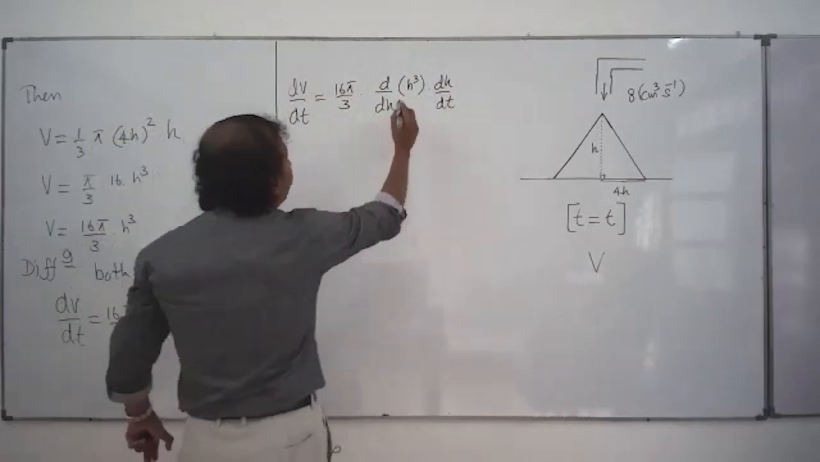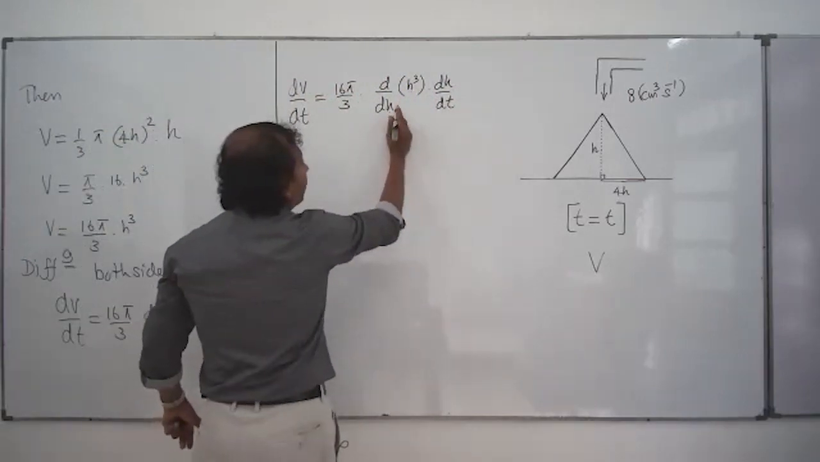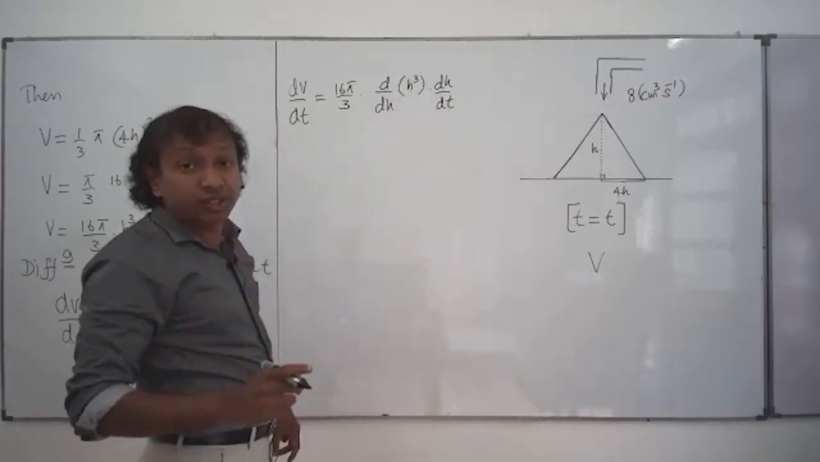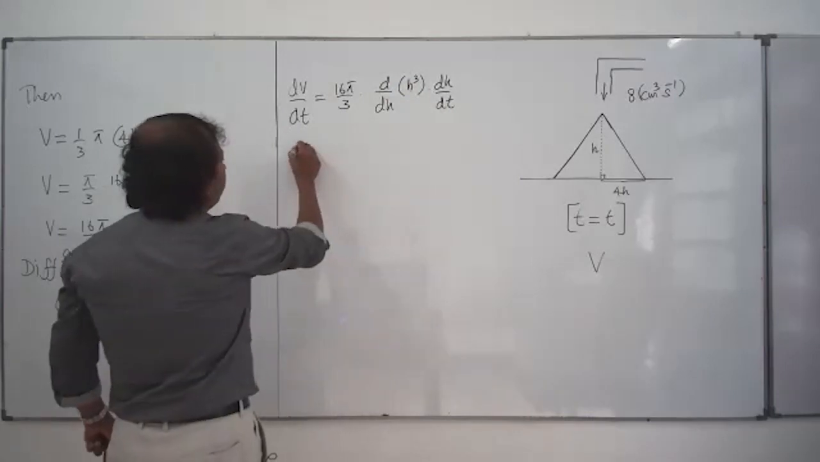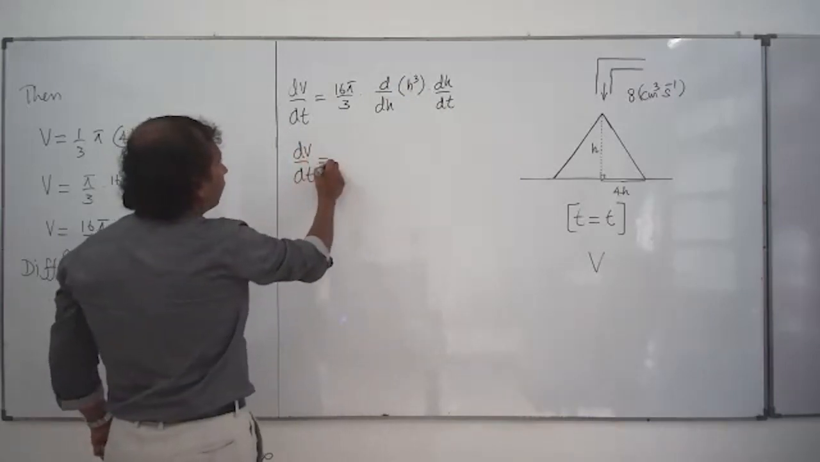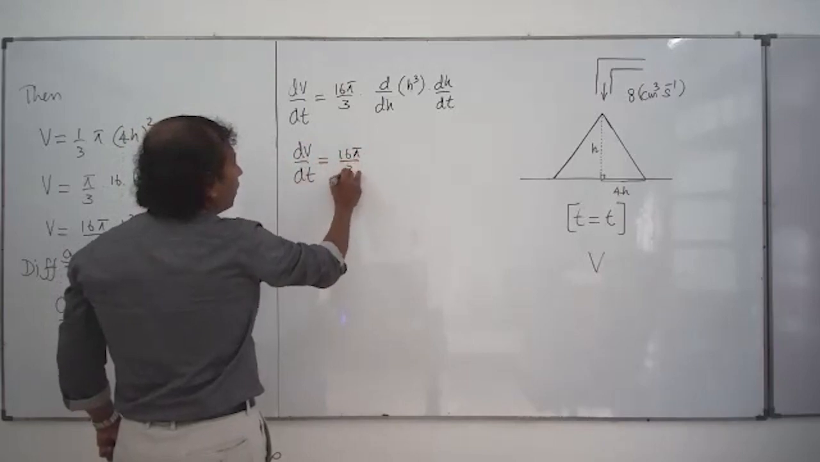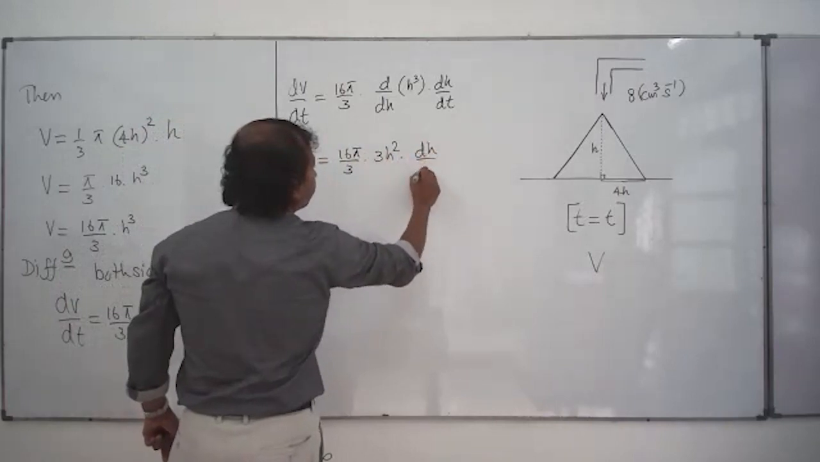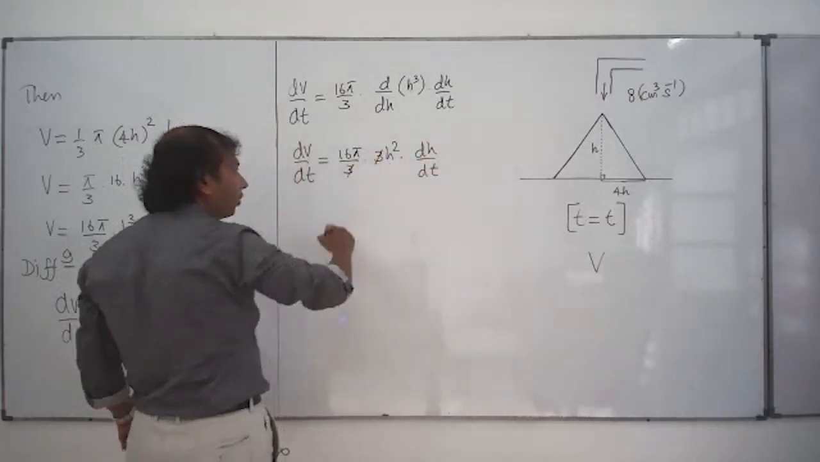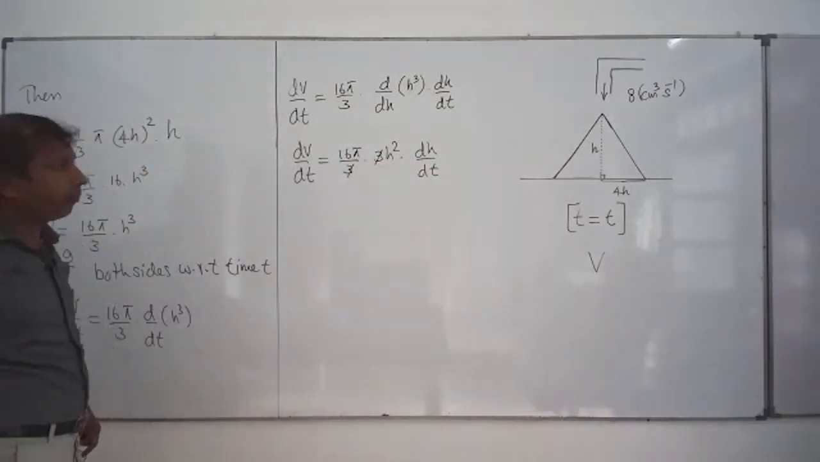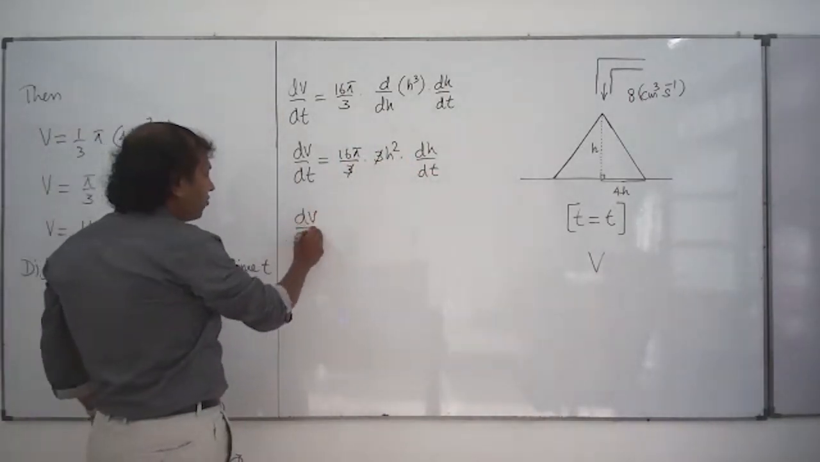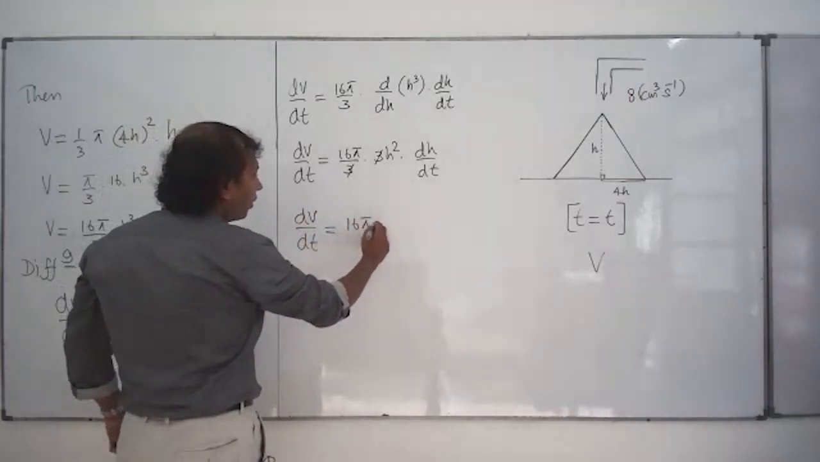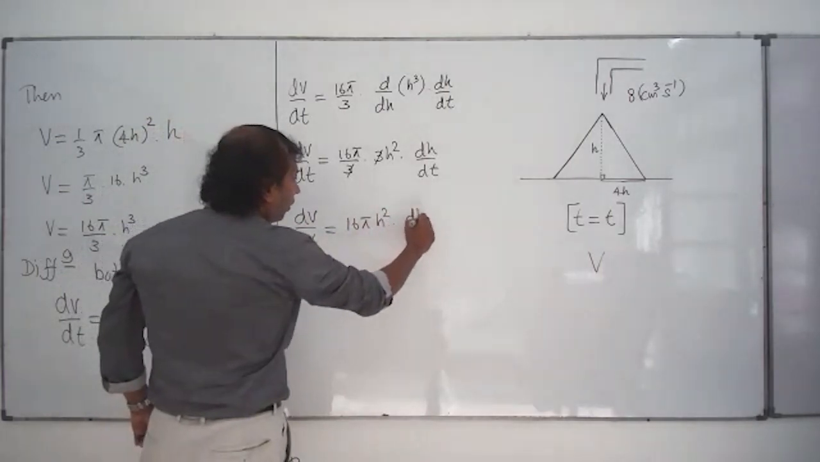Now, this is in terms of h, so we differentiate that with respect to h. H cube, when you differentiate with respect to h, the answer is 3h squared. So dV by dt is equal to 16 pi by 3 times 3h squared, and we keep this dh upon dt. This 3 and this 3 you can cancel now. There we have dV by dt is equal to 16 pi h squared dh by dt.